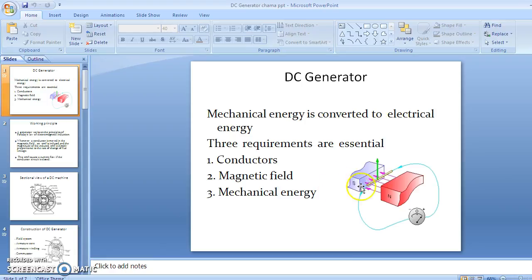Here there are two poles, north and south, and in between these two poles a magnetic field exists, which is directed from the north pole to the south pole. If a conductor, as you can see here, is moved in this magnetic field, according to Faraday's laws of electromagnetic induction, an EMF can be induced, and if this conductor circuit is closed, this EMF can cause a current to flow. This is how the DC generator operates.